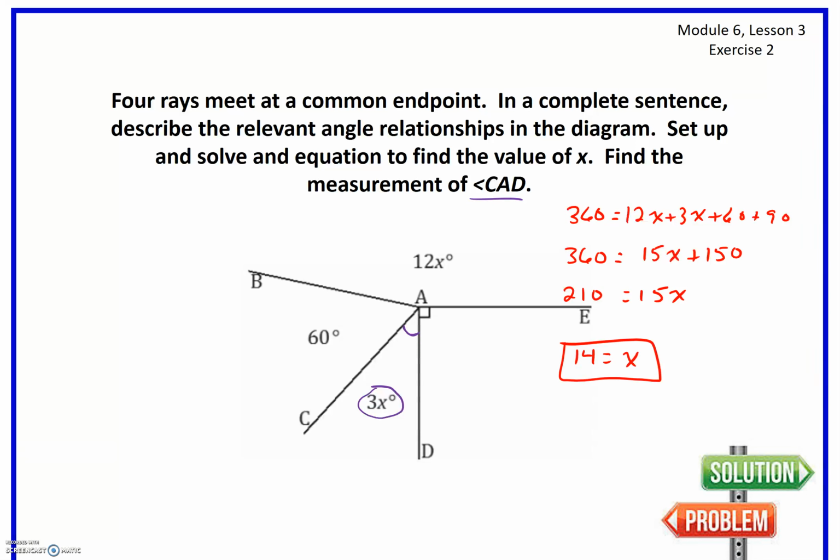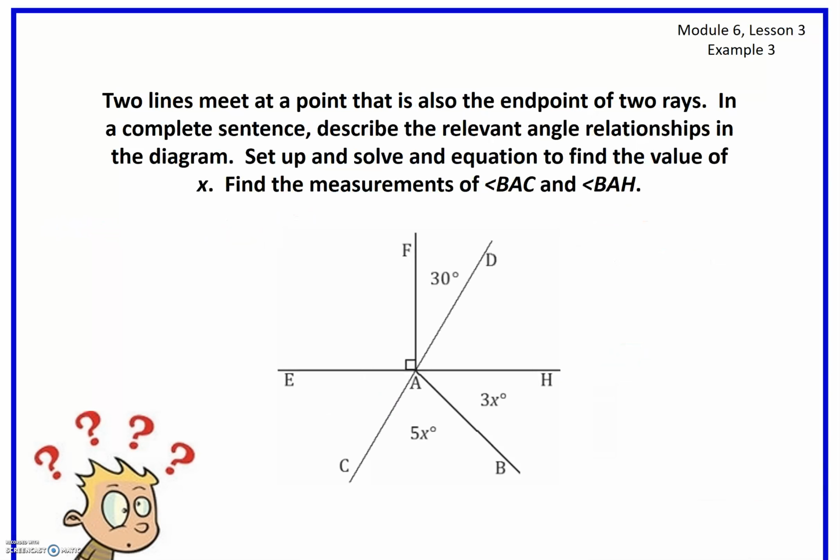That is only part 1 of the question. Part 2 is to find angle CAD, which equals 3x, which equals 3 times 14, which therefore equals 42 degrees. Moving on. Example 3.